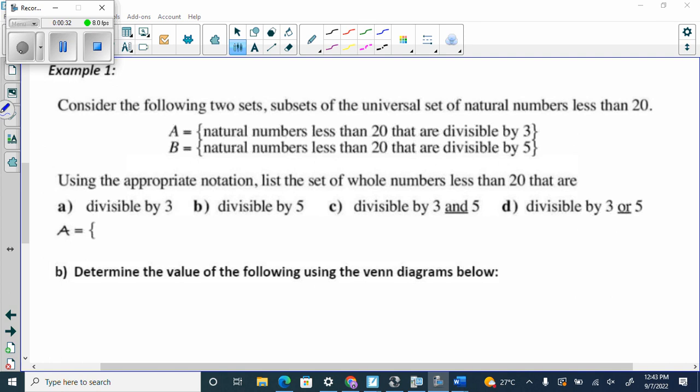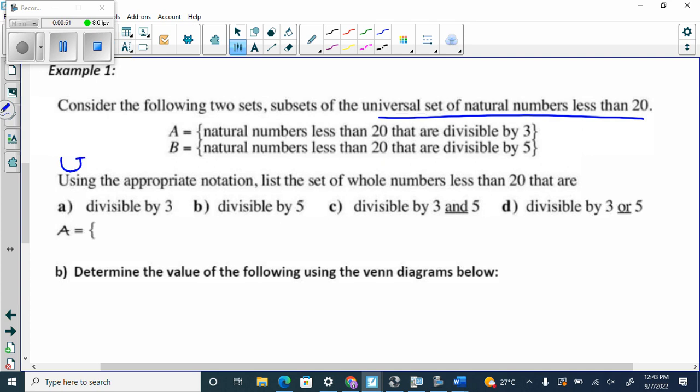So here we're going to consider the following two sets, subsets of the universal set of natural numbers less than 20. So we have the universal set, natural numbers less than 20. Natural numbers start at what? What do you naturally count as a toddler? 1. Less than 20, we're going to stop at 19. Please make sure your phones are away.